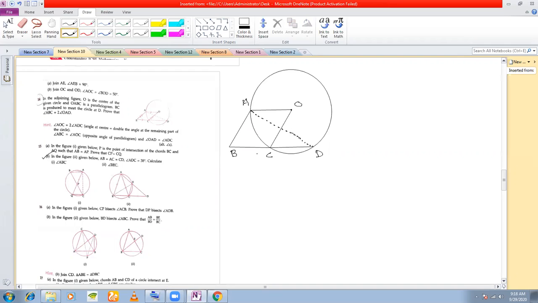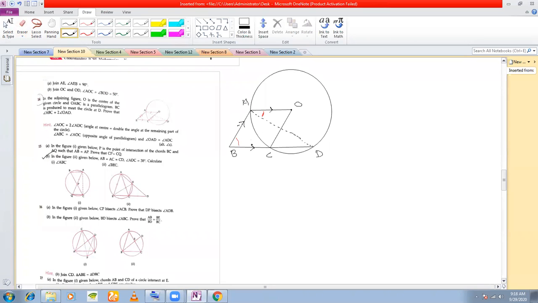The point here is to prove that angle AOC, oh, in fact, prove that angle ABC is twice of angle OAD. That means if this angle is X, this angle is 2X. That is what you have to prove here. You have to prove that angle ABC is twice of angle OAD. So how do I proceed to prove? See that this is a parallelogram.